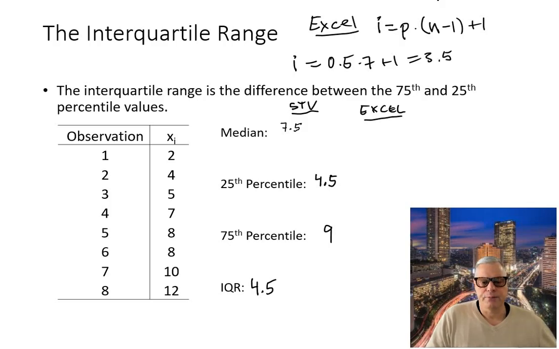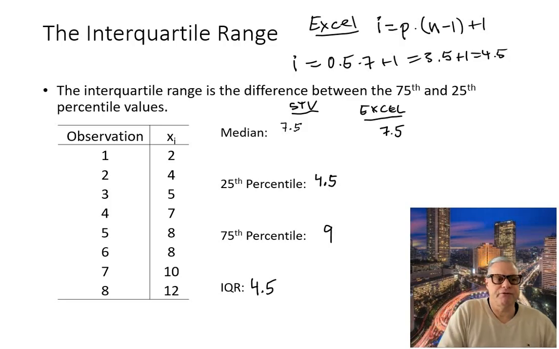Okay, so now we would take actually 4.5. So it's 3.5 plus 1, 4.5. Okay, so now if you remember what Excel will do, it takes the fourth value, 7, and then it takes 50% of the difference between the fourth and the fifth. So that also would be 7.5.